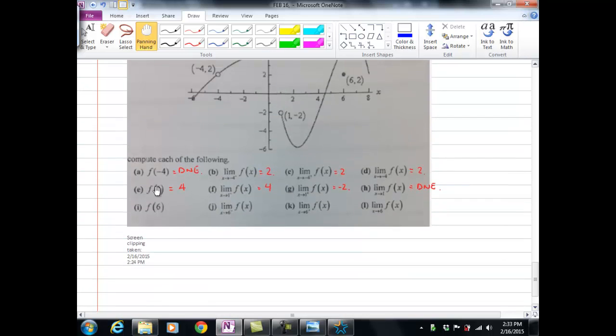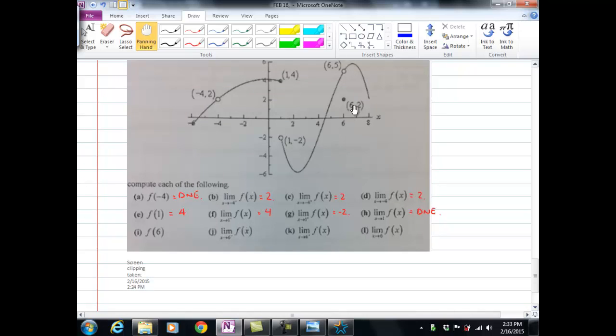Now, some say, but Miss, there's actually a point. Yeah, there's a point here, but that's not your limit. In this question, I have a limit and there's no point. Just because there's a point there, it doesn't mean you can have a limit. There's no guarantee. A limit is totally different from what the actual value is.